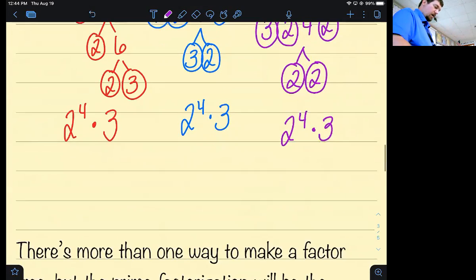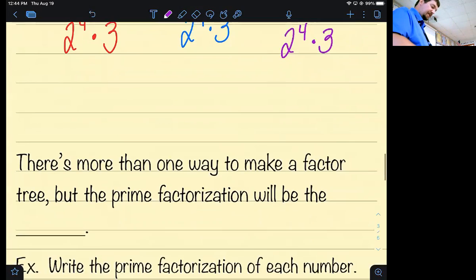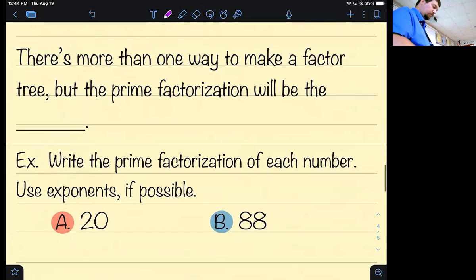What time do we have? 12:50? Like 12. 5 minutes? That's enough to do 3 problems.